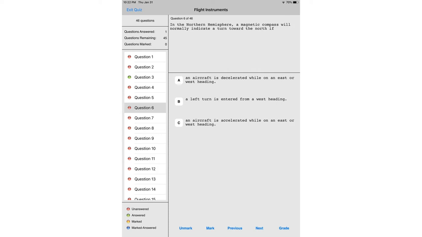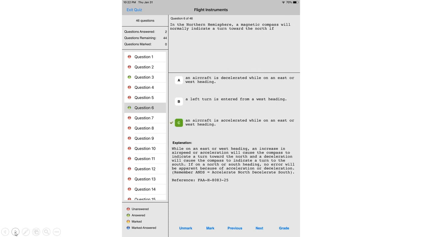Is this the second one? In the northern hemisphere, a magnetic compass will normally indicate a turn toward the north if an aircraft is decelerated while on an east or west heading. We know that's wrong, right? A left turn is entered from a west heading. An aircraft is, yes, we know, okay. So yeah, that explains that one.